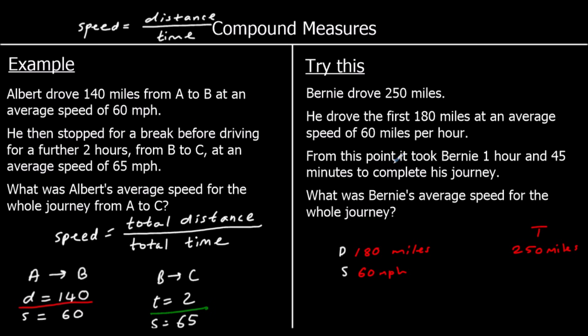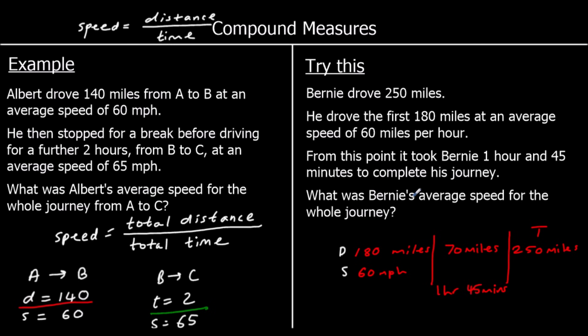And from this point, it took him 1 hour and 45 minutes to complete the journey. So for the second part of the journey, it took 1 hour 45 minutes, and that must have been 70 miles, because 250 take away 180 is 70.